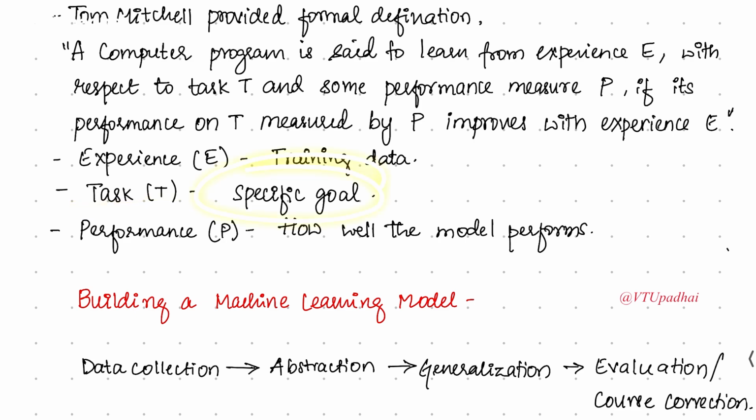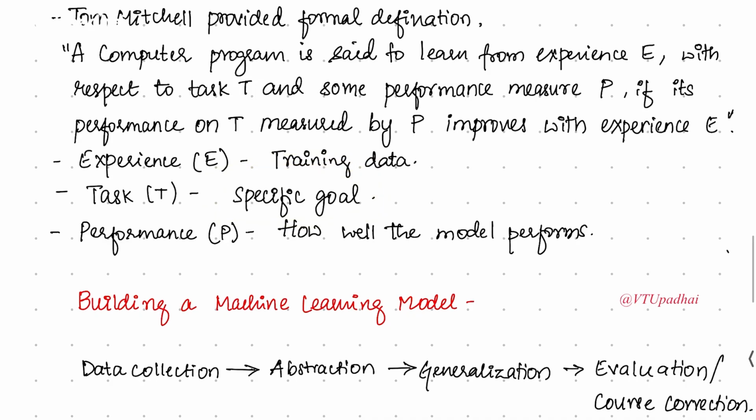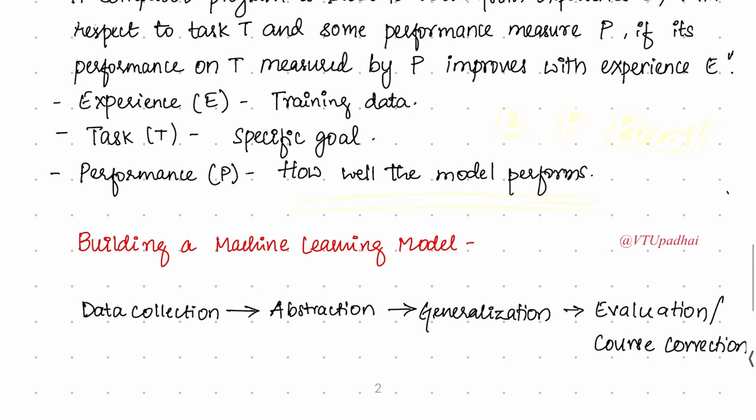Task means a specific goal, for example, recognizing the objects from given images. Next we have performance. Performance will tell us how well the model is performing. So it could be the accuracy, precision, recall, and all those things.